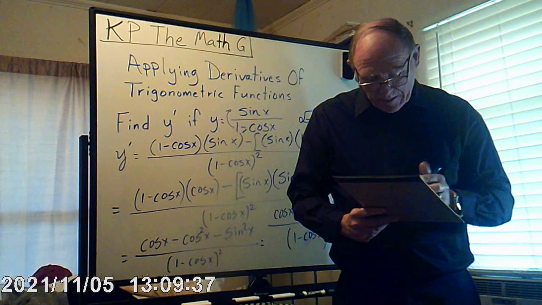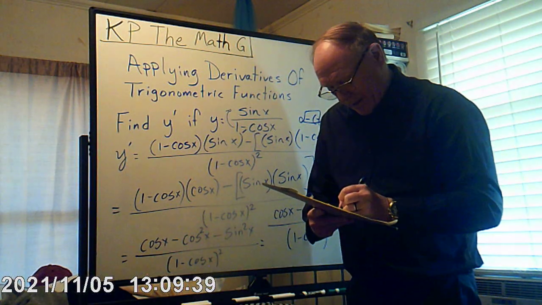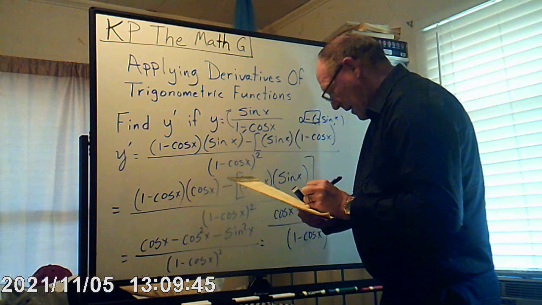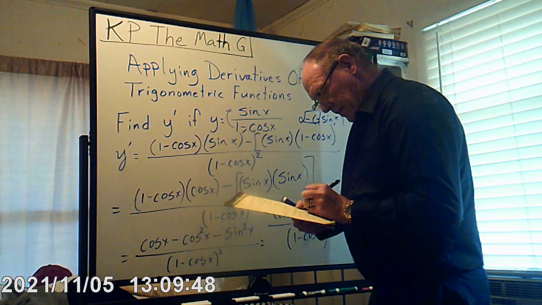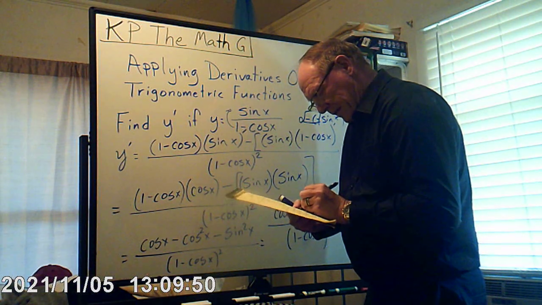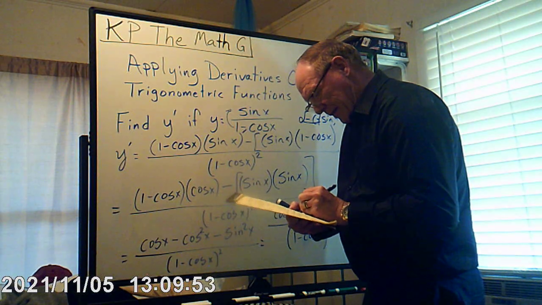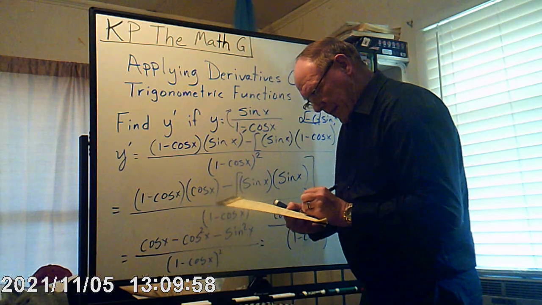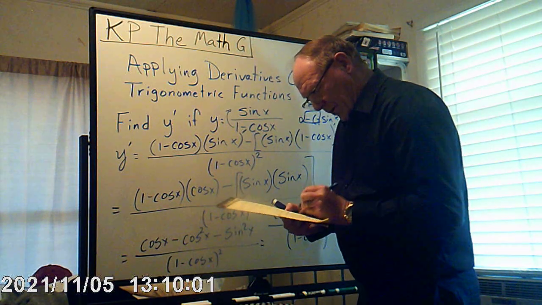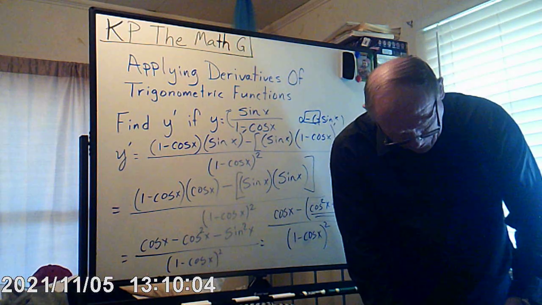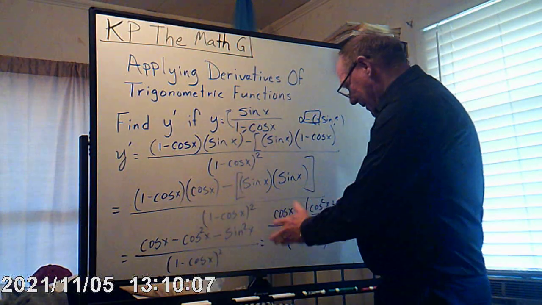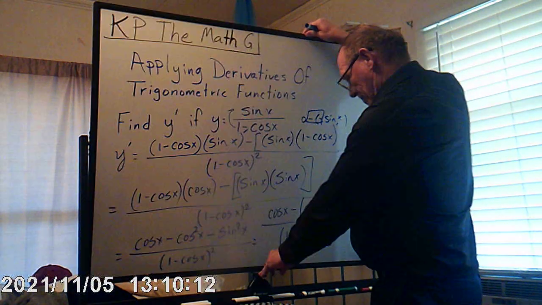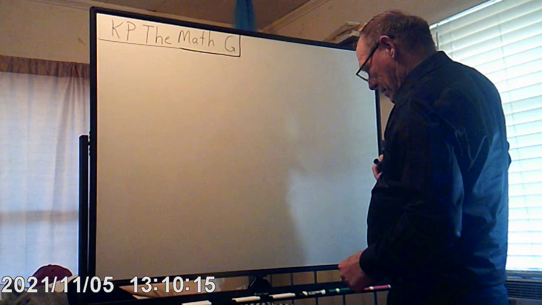Okay, here we go. I want to write it down right here. I've got so far cosine x minus cosine squared plus sine squared over 1 minus cosine squared. Let me flip this over now, because if I don't write it down, I will forget what I wrote down.